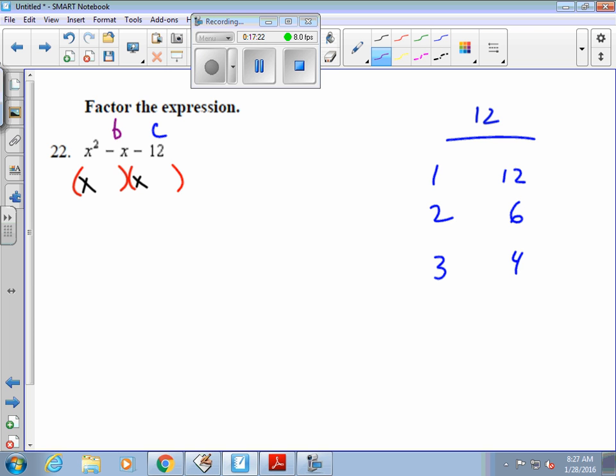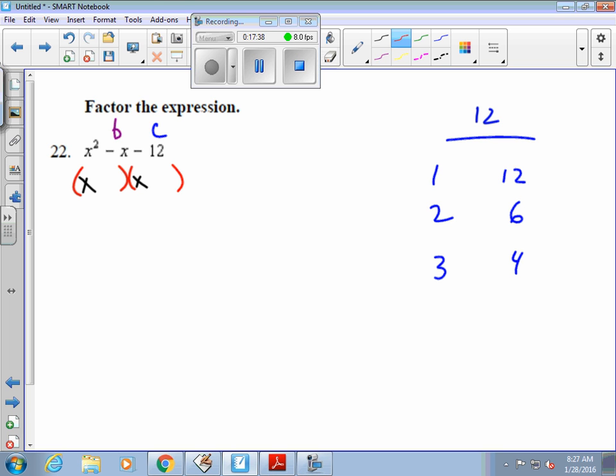B's value is what's multiplying by x. It's negative 1. But let's just focus on the fact that it's 1 right now. Which pair out of those 3 pairs on the right, when you add them together or subtract them or combine them, whatever term you want to use, will give you the number 1.